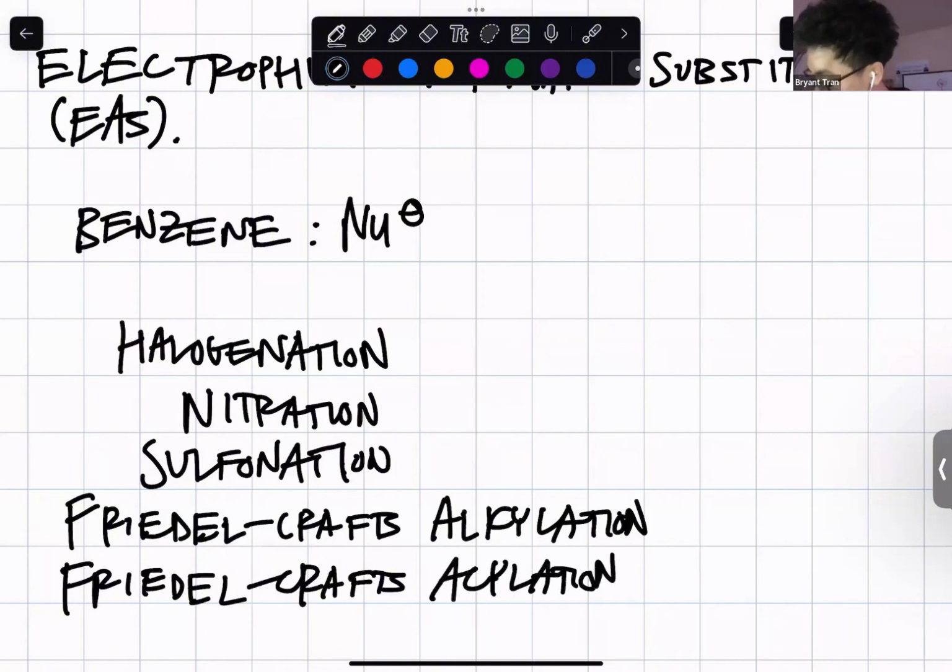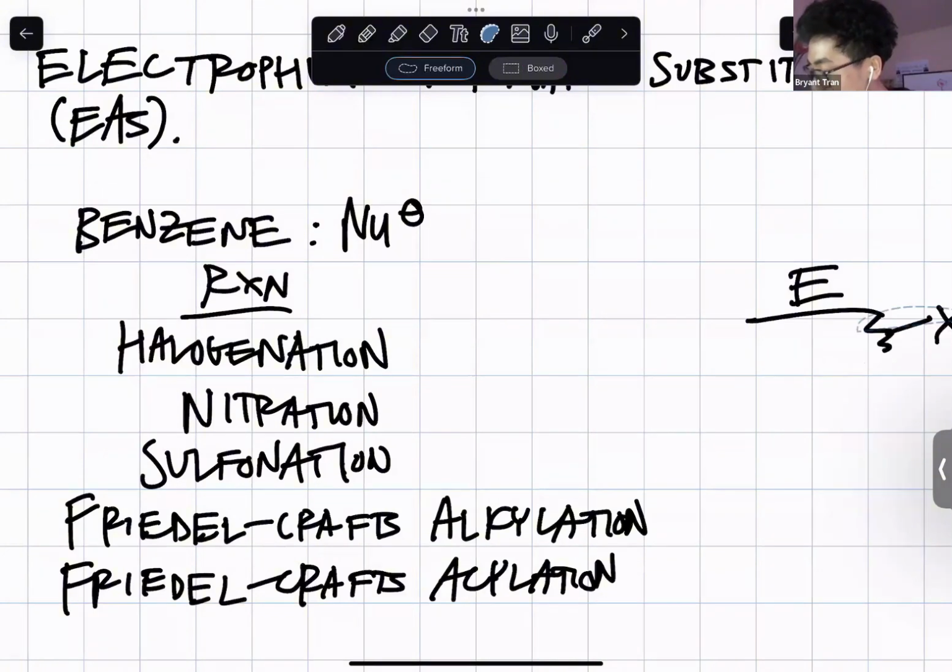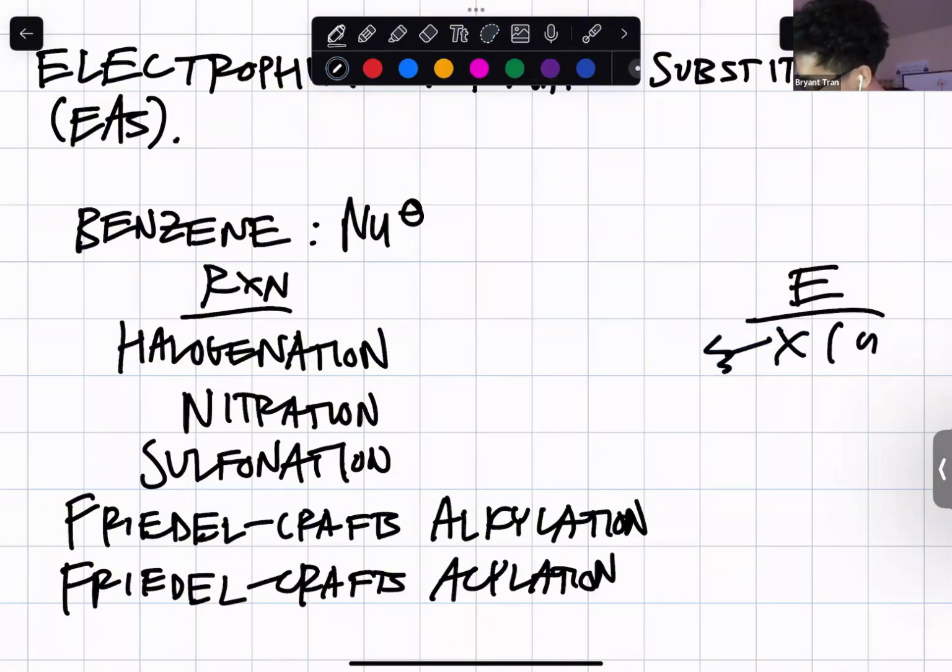Okay. Now, depending on what reaction you use, your electrophile is going to be different. If you use halogenation as the reaction of this EAS mechanism, the electrophile is going to be a halogen, like chlorine or bromine, right? And we're going to attach a chlorine or bromine onto the benzene ring. Nitration is going to add a nitro group, NO2, to the benzene ring.